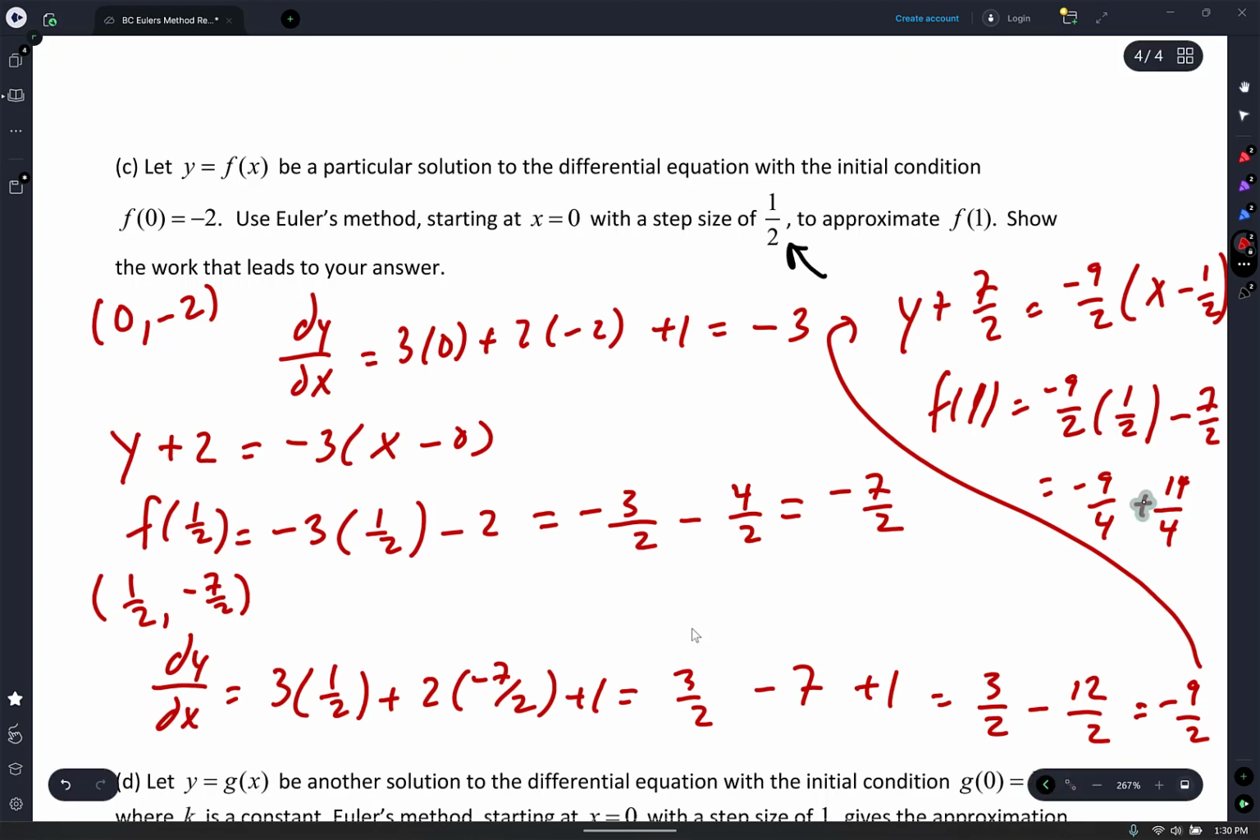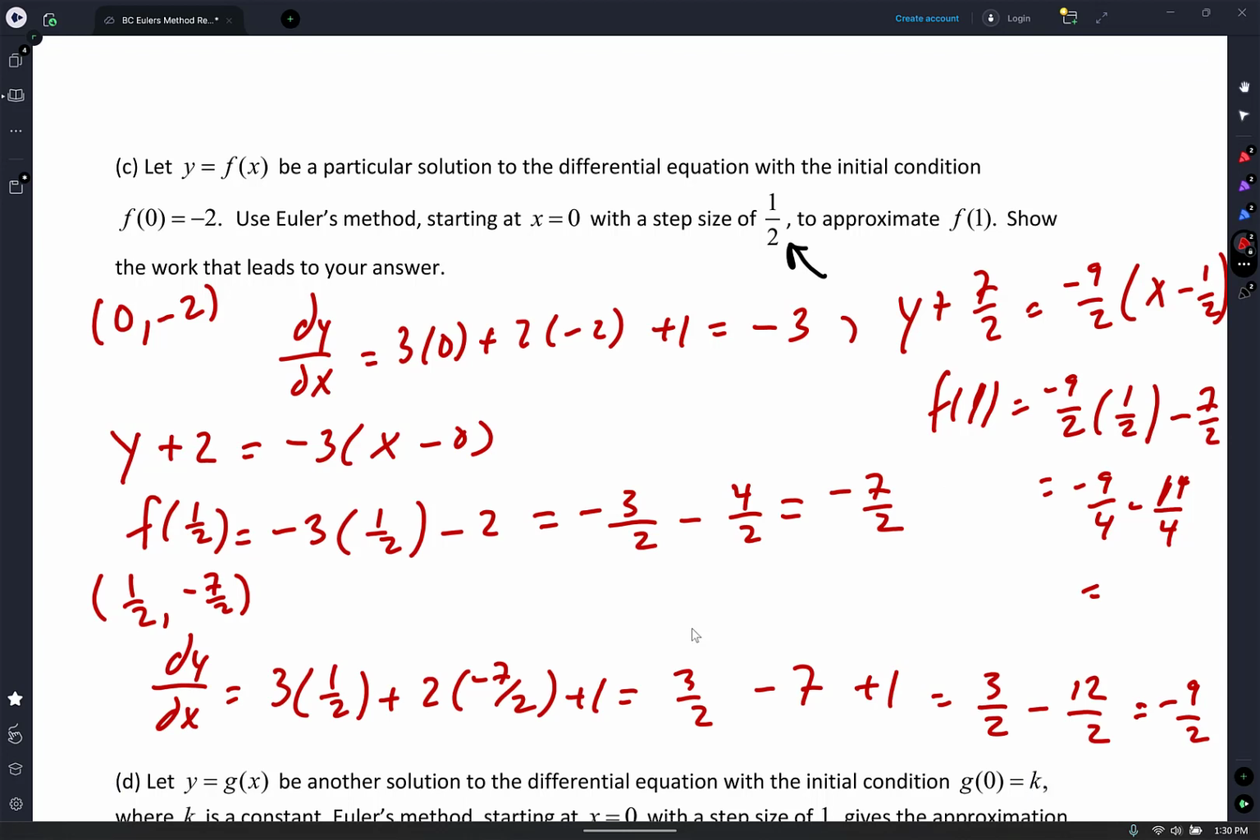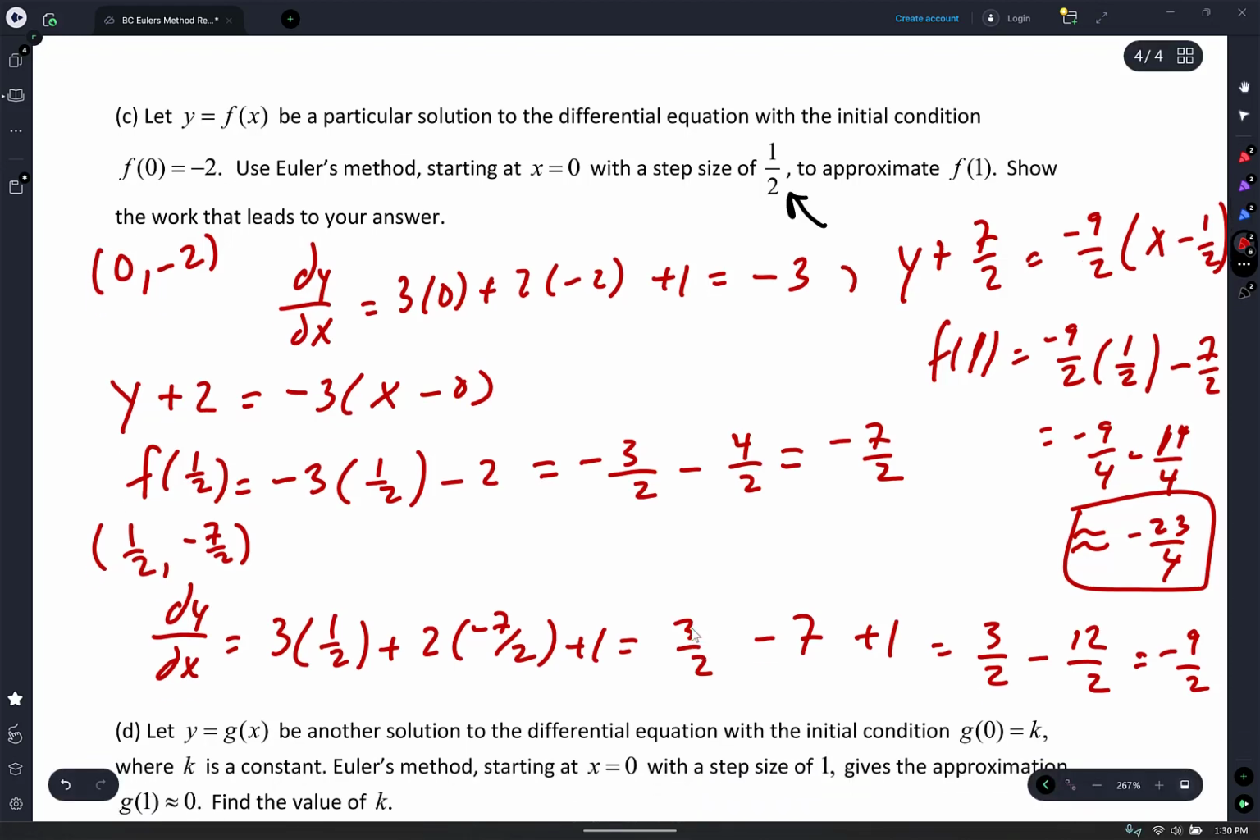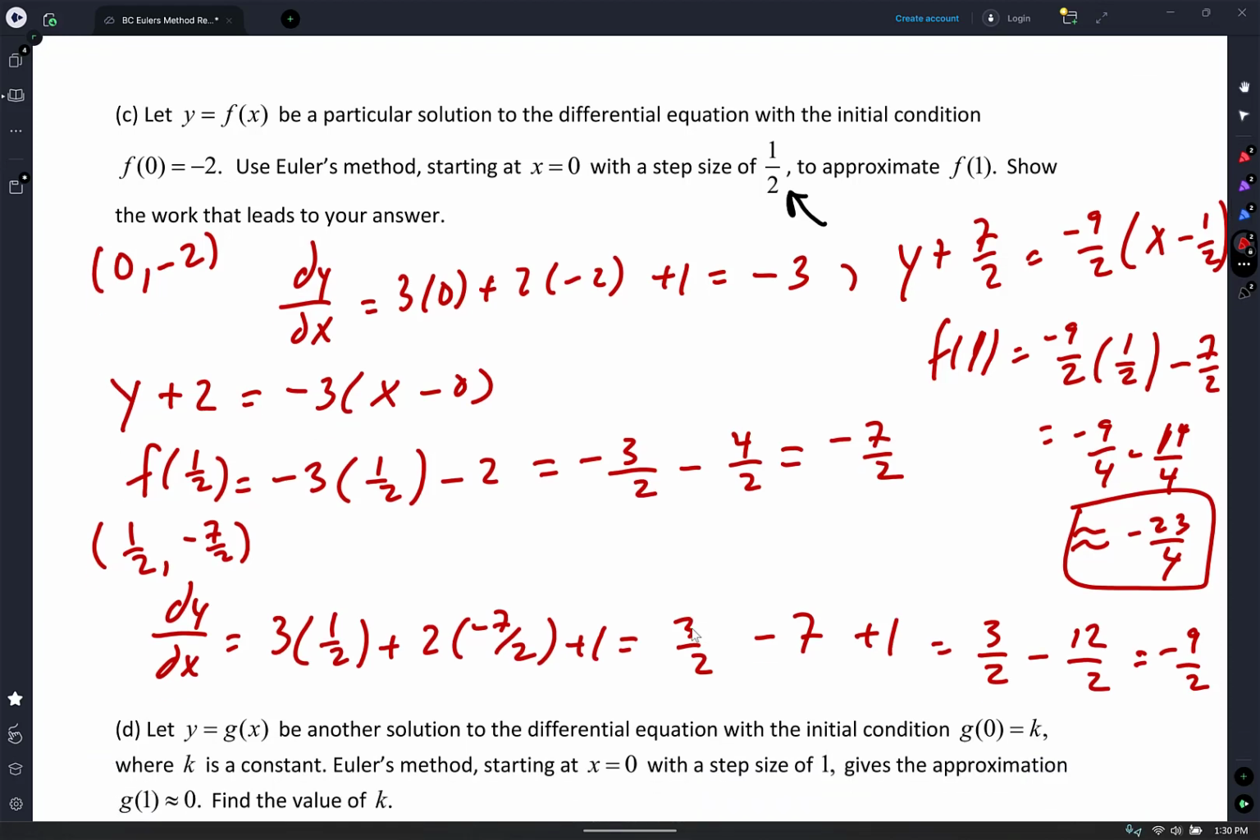Yeah, sorry guys. I would have gotten it wrong. Minus, so that's going to be 14, 24, 23. Negative 23 over 4. That's my approximate, so I should put approximate. All right, I should have probably put some more space in there, but I think we're good. Did you guys get that?